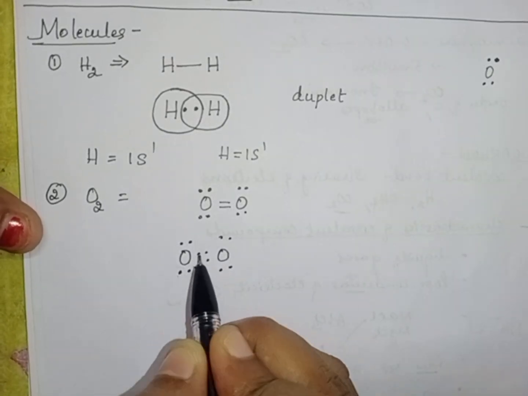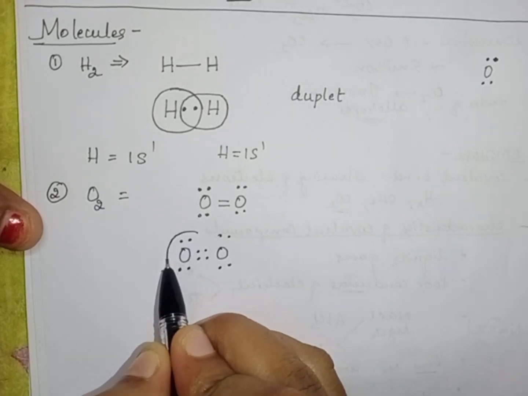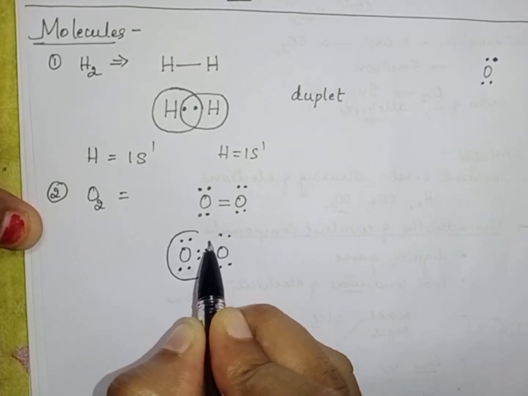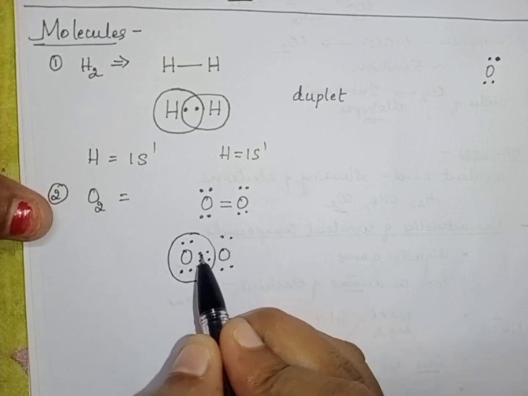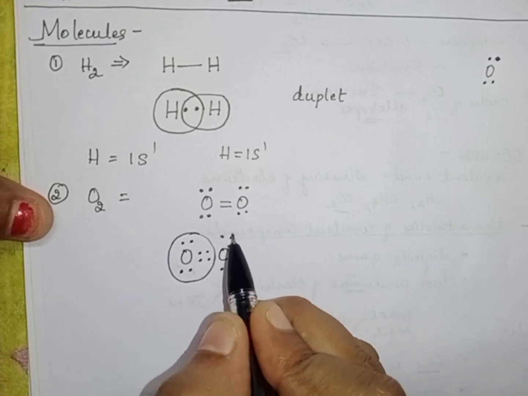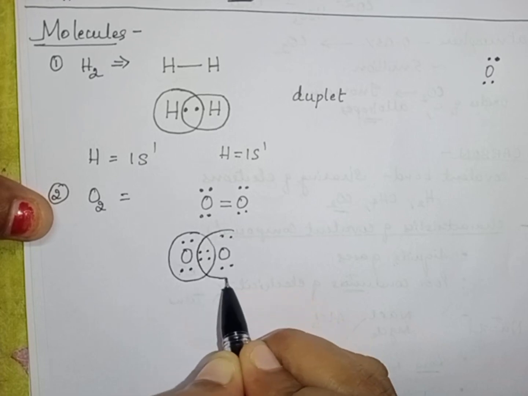1, 2, 3, 4, 5, 6, 7, 8. Circle neatly. Chemistry means you have to write neatly, children. Circle it. Next, 1, 2, 3, 4, 5, 6, 7, 8. Circle it neatly.